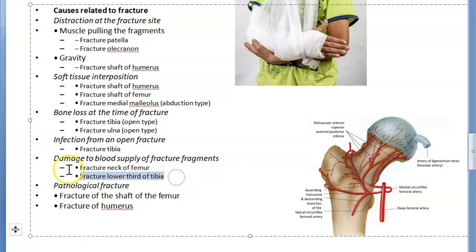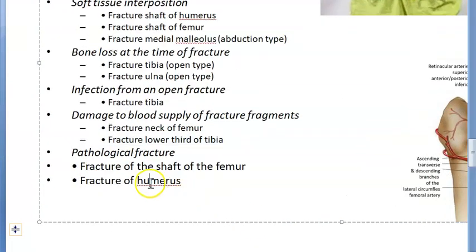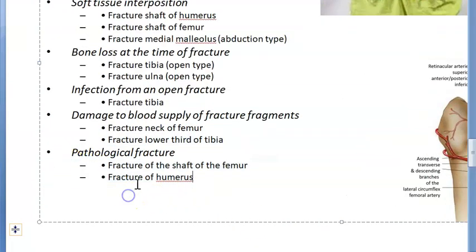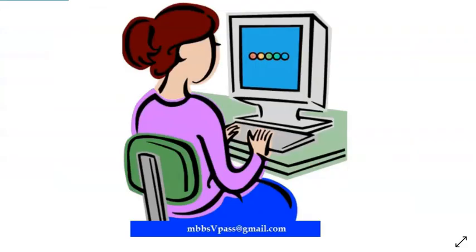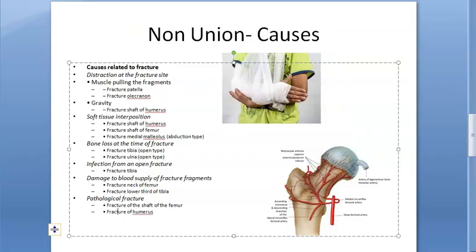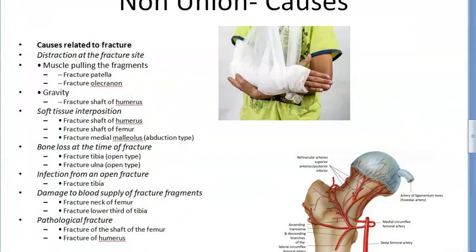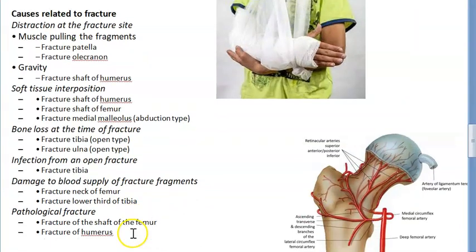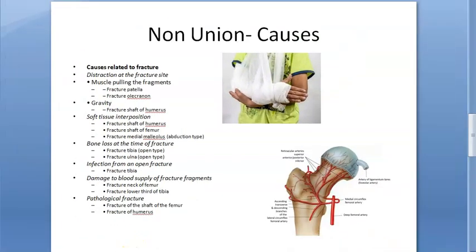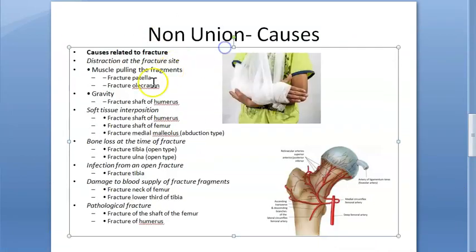Fracture of lower third of tibia they have also mentioned here. Pathological fracture: shaft of femur and shaft of humerus. Why can a pathological fracture happen, guys? Because of tumors, Paget's disease, bone cyst, osteogenesis imperfecta, osteopetrosis, osteoporosis, osteomalacia, rickets. A lot of causes are there. So basically it has to do with the bone itself, okay?